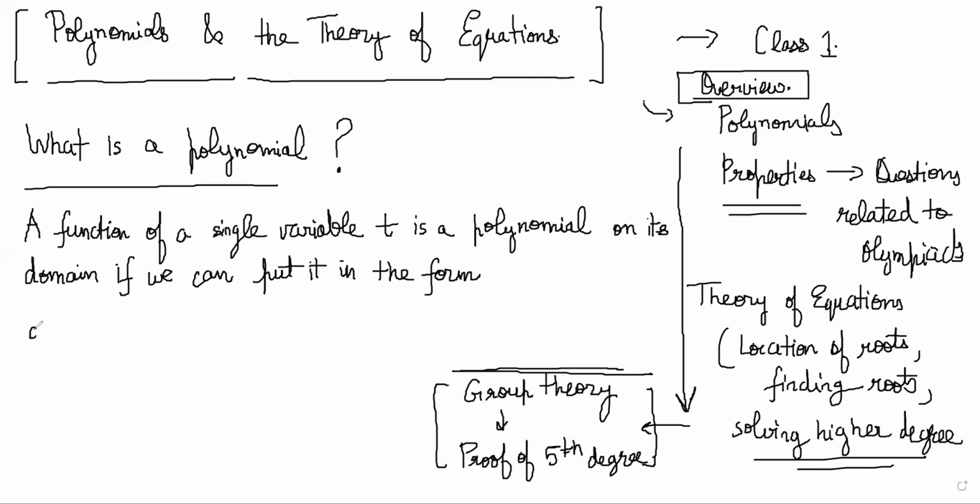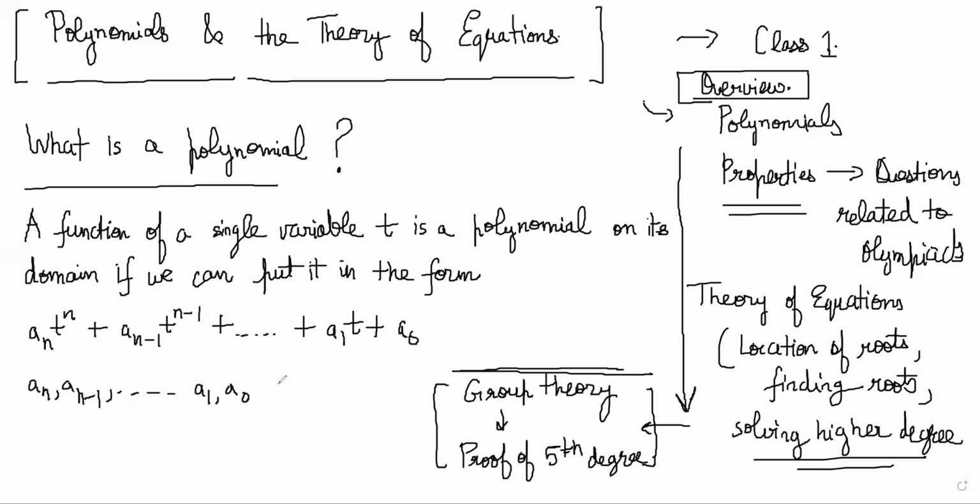this is the form of a polynomial: a_n t^n + a_(n-1) t^(n-1) and so on till a_1 t + a_0, where a_(n-1) till a_1, a_0 belong to either real numbers or complex numbers. Basically they are constants. They could be either real numbers or complex numbers even, right?